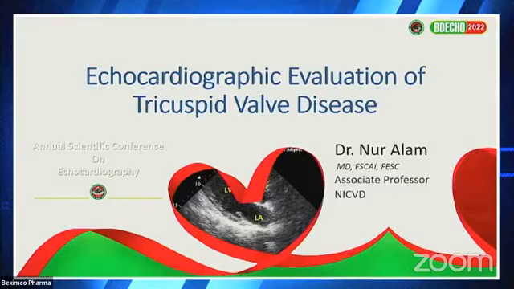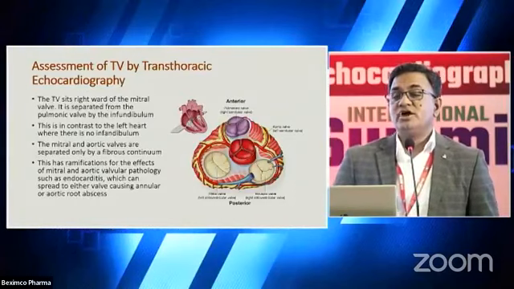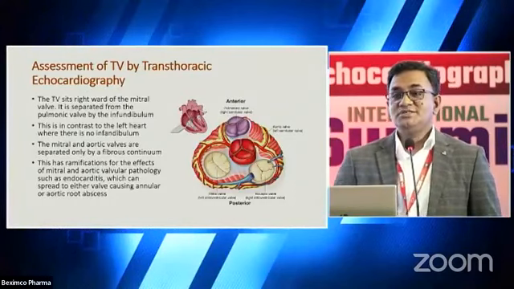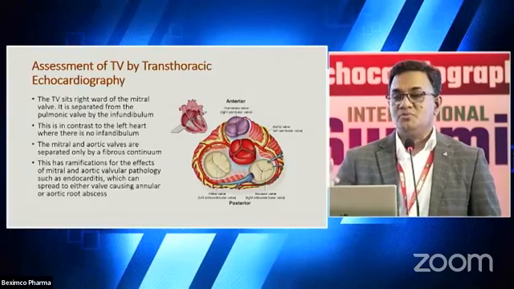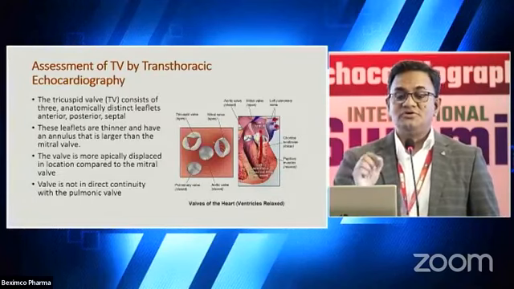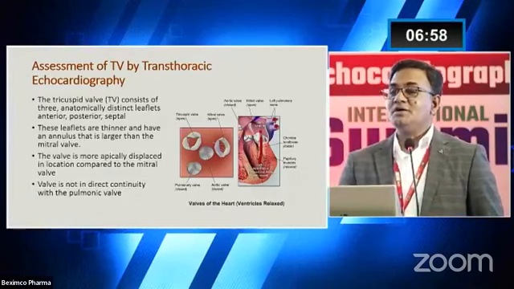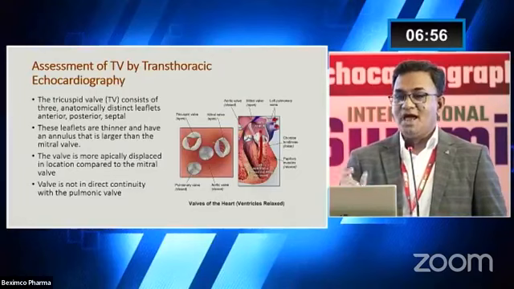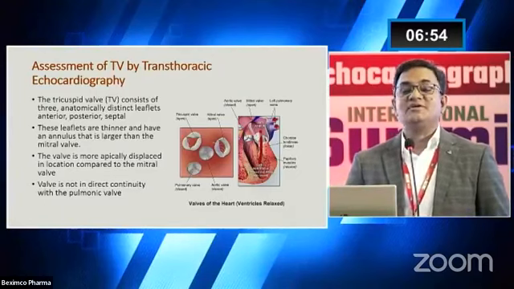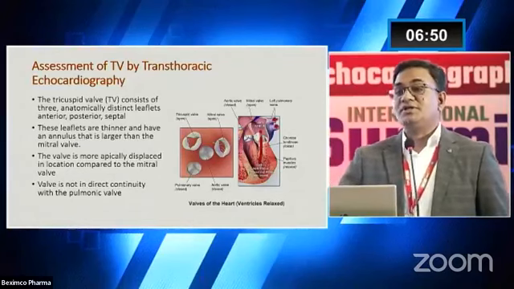Welcome to my presentation. My topic is echocardiographic evaluation of tricuspid valve disease. The tricuspid valve is situated rightwards toward the mitral valve, and it is not in continuation with the pulmonary valve. It has three distinct leaflets: anterior, posterior, and septal, and the leaflets are thinner than the mitral valve leaflets. The annulus is a bit larger than the mitral annulus, and the tricuspid valve is situated more apically than the mitral valve.